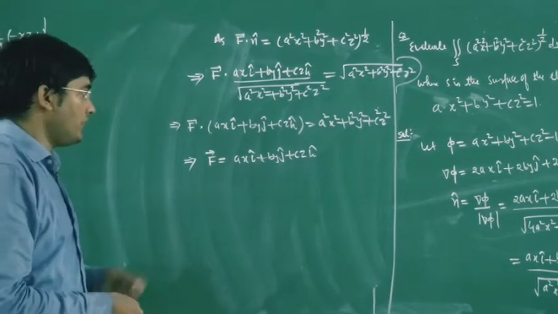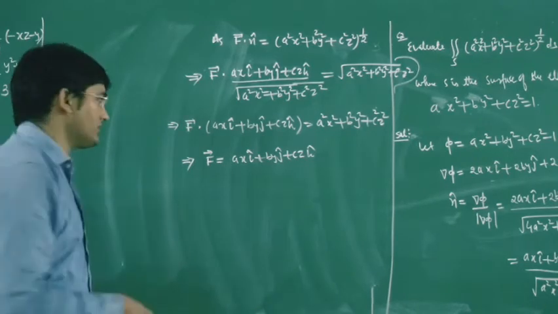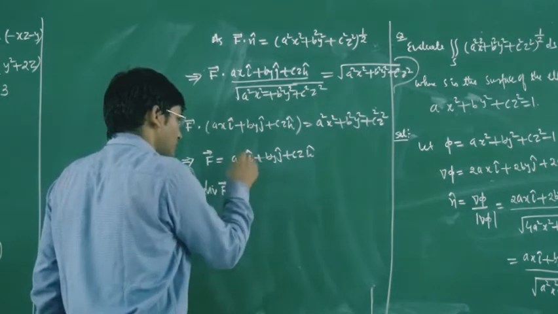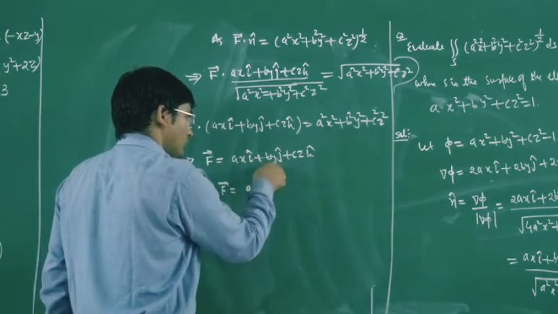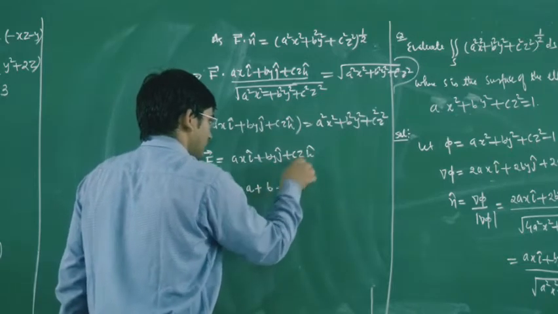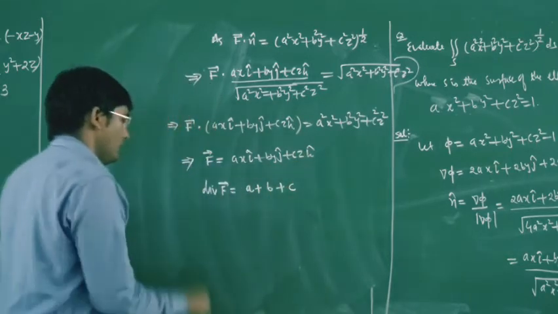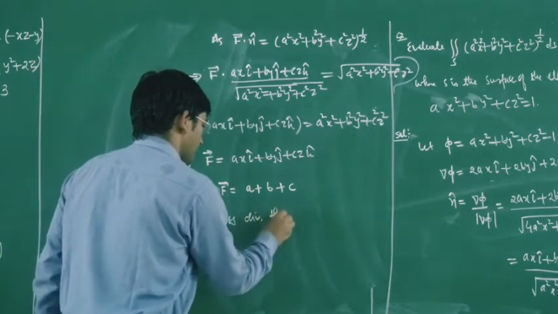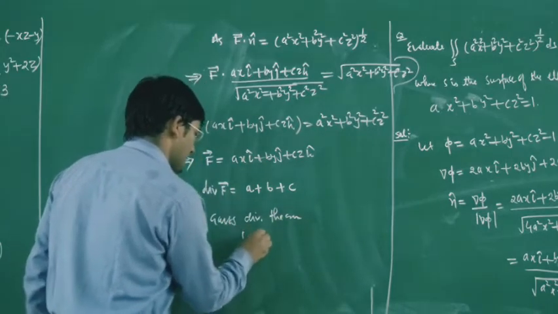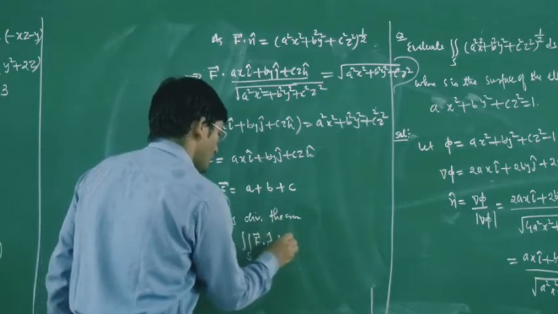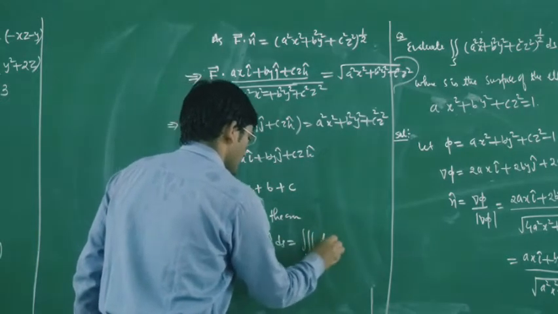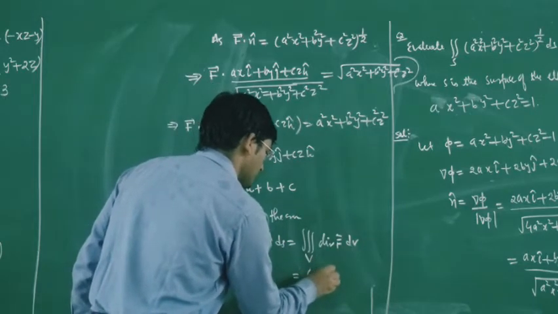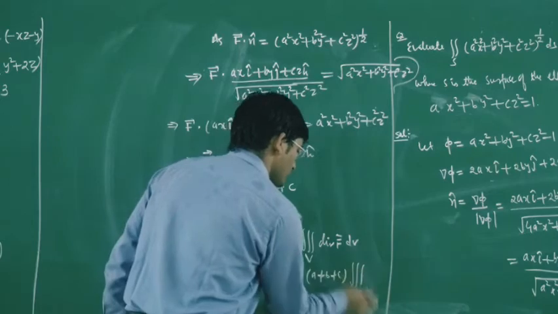Now we have the value of f, so let us find the value of divergence f. So your divergence f will be equal to del by del x of the first component, so we have a, del by del y of the second component, so we have b, and del by del z of the third component, so we have c. Now by Gauss Divergence Theorem, your surface integral f dot n ds will be equal to triple integral of divergence f dv, and this is equal to a plus b plus c into dv.